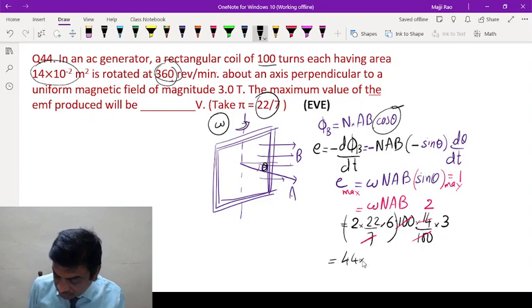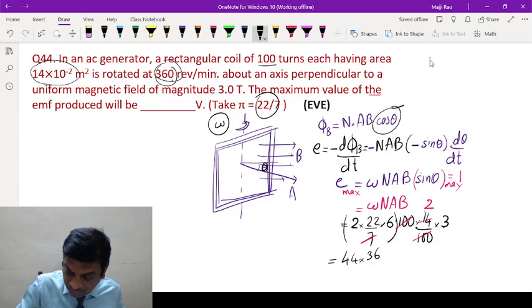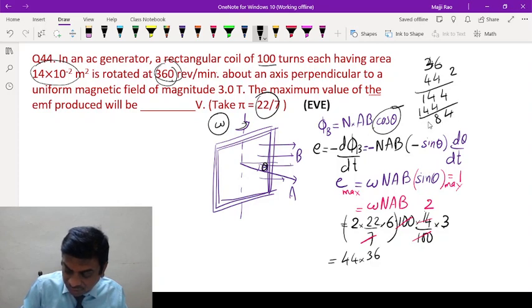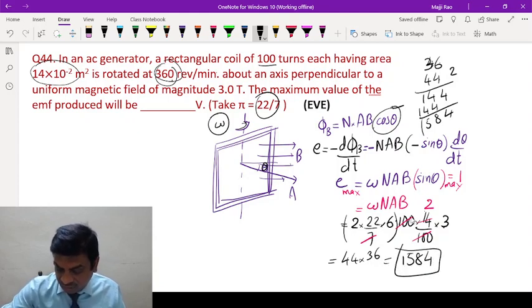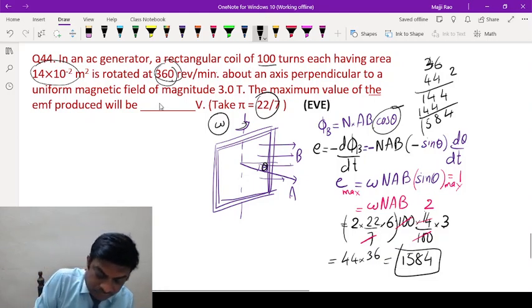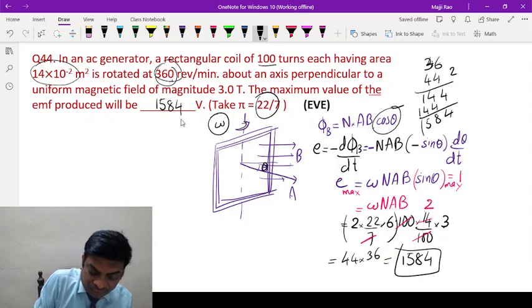44 into 36. So 44 into 36 will be how much? 4 6s are 24, 4 carry 2, 4 3s are 12, 14, 144, and then 144. So you have 1584. This is the answer. 1584.